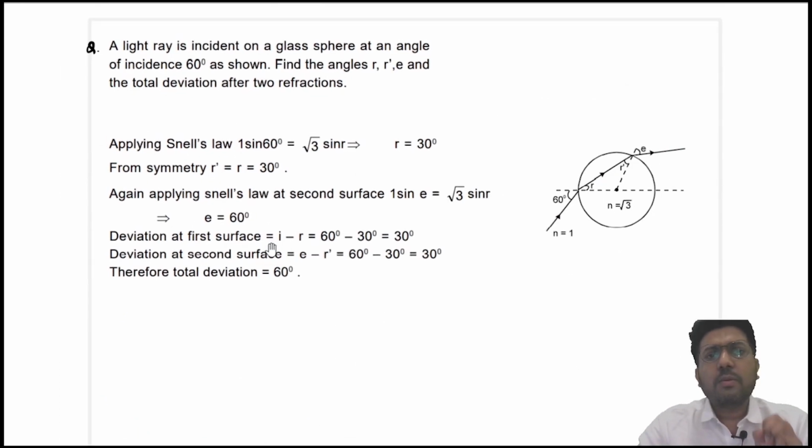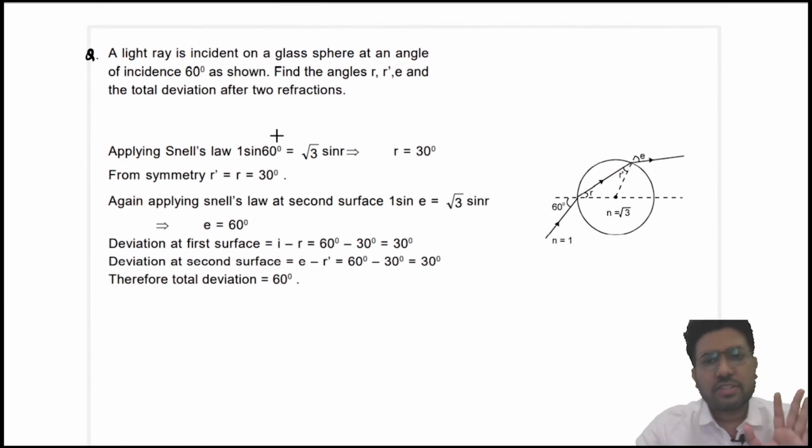Now let us look at one simple question, and this is also a very important question. There is a ray of light which is incident on a glass sphere. So we have a glass sphere and a ray of light is incident at an angle of 60 degree as shown in the figure. Then find the angles R, R dash and E, and also find the total angle of deviation after two refractions.